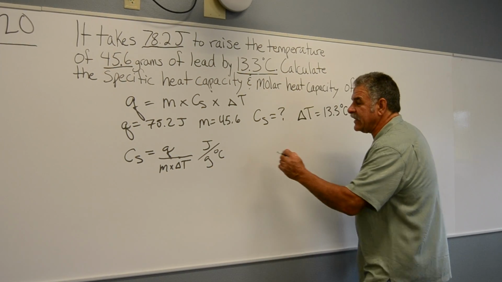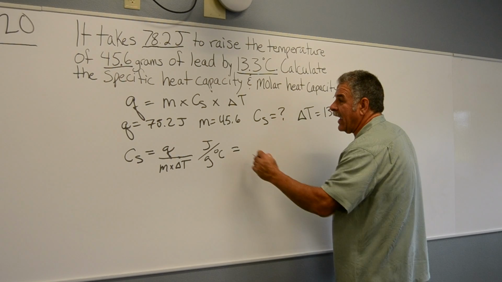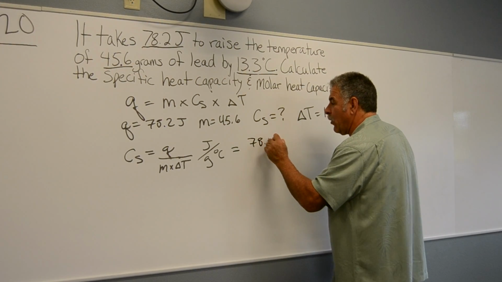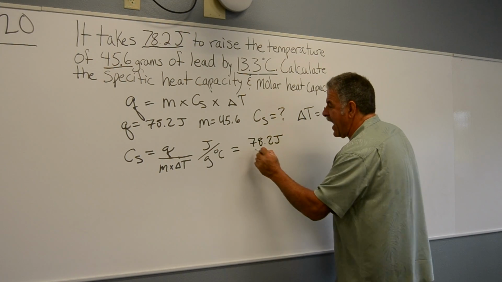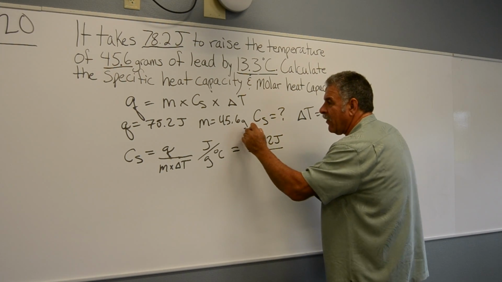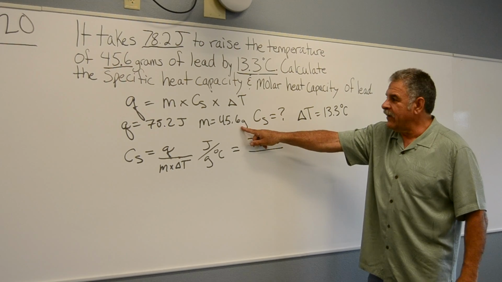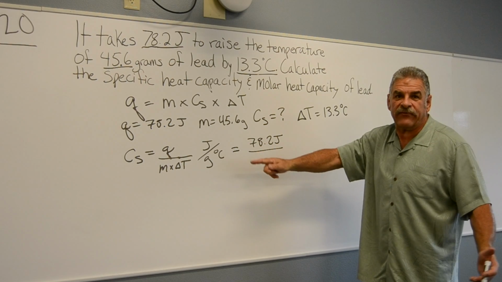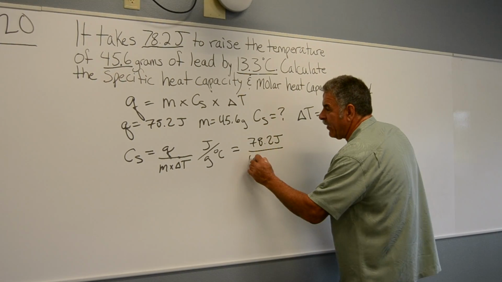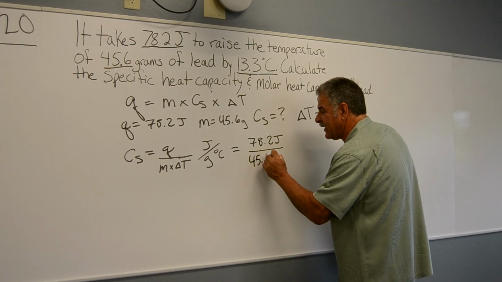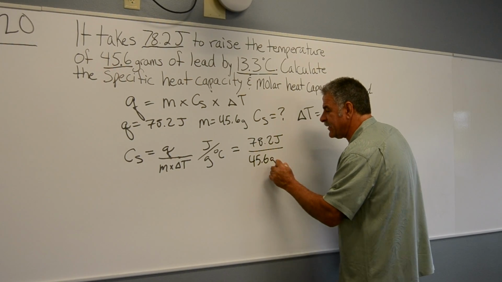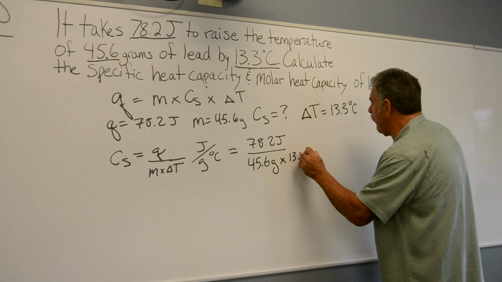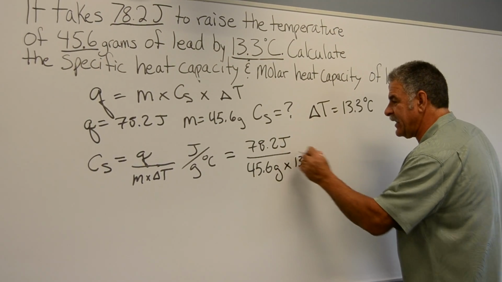So anyway, let's go back to solving the problem and substitute in our values. Q, 78.2 joules. Mass, always put your units in. Don't let my bad habits become your bad habits. Put your units in. You get points for them. All right, so 45.6 grams. And then our delta T is 13.3 degrees C.